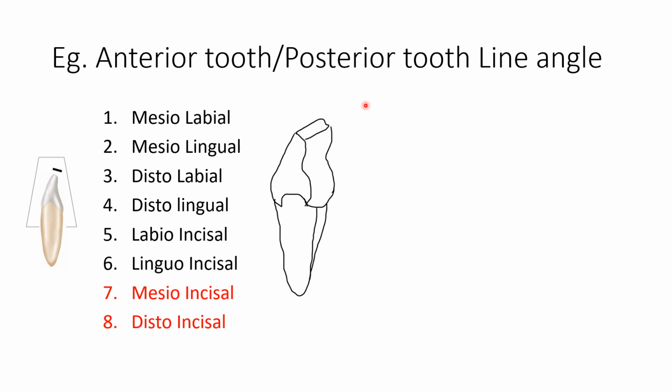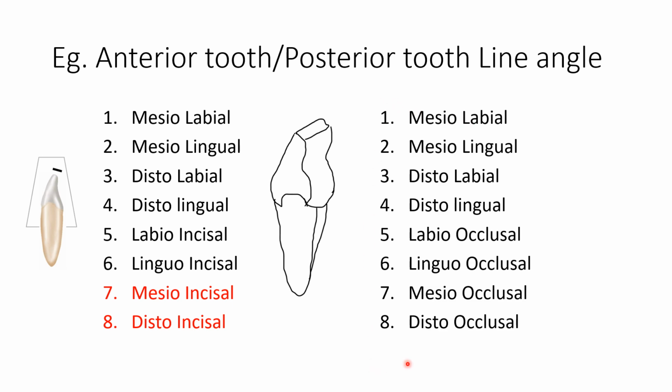But in a posterior tooth, there are a total of 8 line angles. So there should not be any confusion between anterior and posterior. For anterior teeth, some books give 6 line angles and some 8, but the posterior will have 8 line angles. It depends upon the incisal edge, the bulk of the incisal edge.